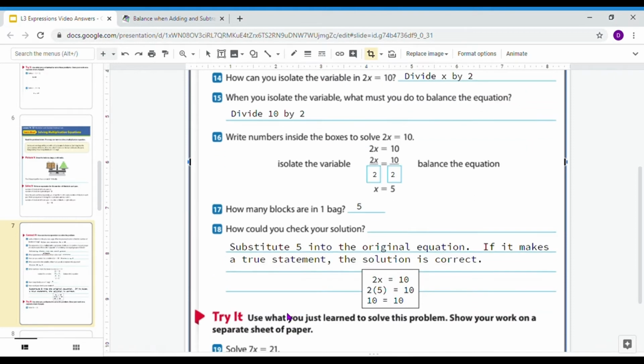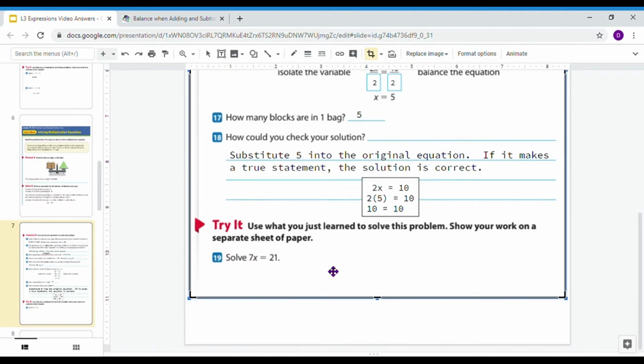So if you look at our work, when I plugged it back in, I've got 2x equals 10, and I plugged in 5 for x. So I have 2 times 5 equals 10, and I know that 2 times 5 is 10, so I get this statement, 10 equals 10. That's true. They're the same number, so I know that I got the correct answer of x equals 5.